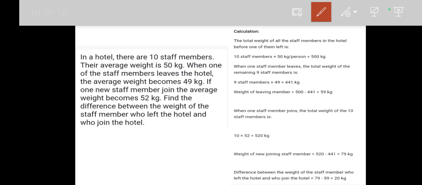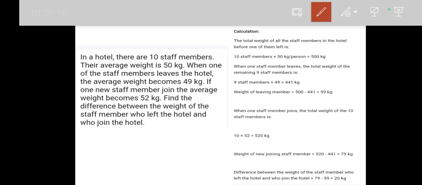So here basically first you need to understand the question. In a hotel there are 10 staff members. The average weight means all these 10 people's average weight is 50 kg. From these 10 people, one person leaves the hotel, then the average weight becomes 49 kg. And if a new member joins, then the average weight becomes 52 kg. So we need to find the difference between the one who left and the one who joined. This is basically what the question is. It's like a story format question. So now let's solve the question.